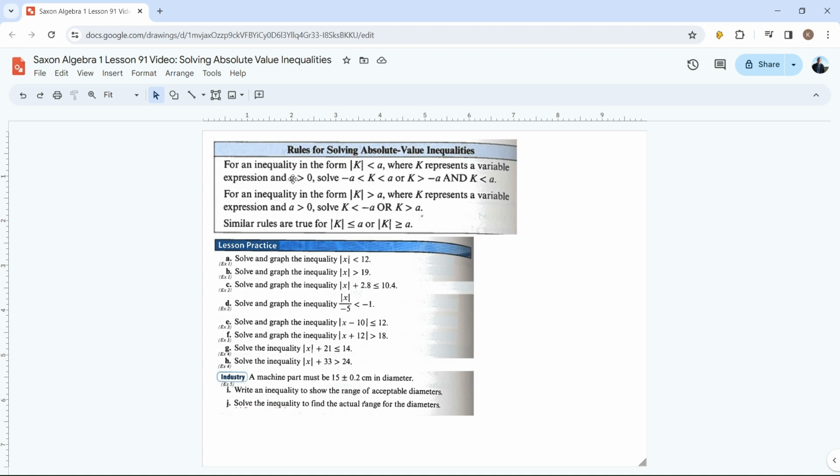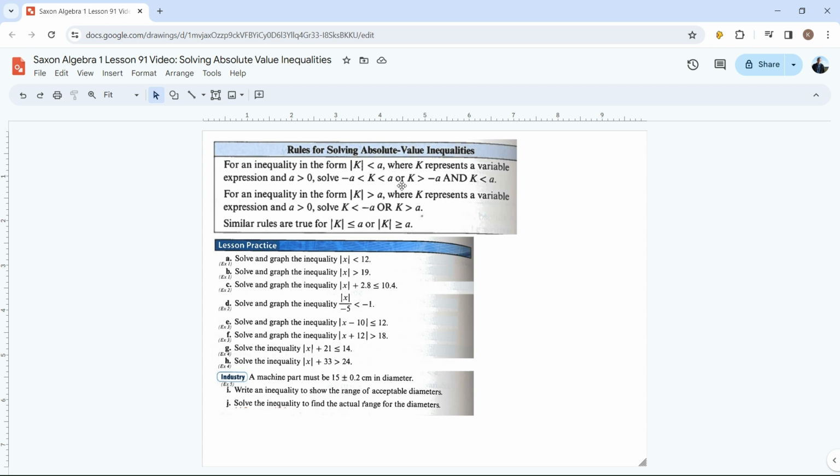So for an inequality in the form of the absolute value of k is less than a, we've always done the absolute value is equal to. Now we're doing less than, an inequality, where k represents a variable expression. Okay, so we have something in here. And a is greater than 0, remember, because if a is less than 0, then there's nothing I can do with an absolute value on one side. We need to solve negative a is less than k, and k is less than a.